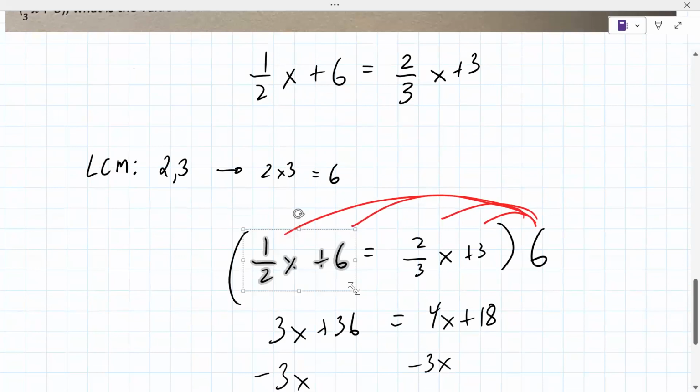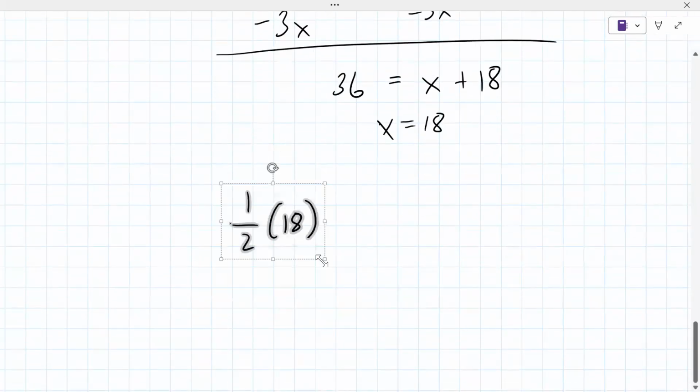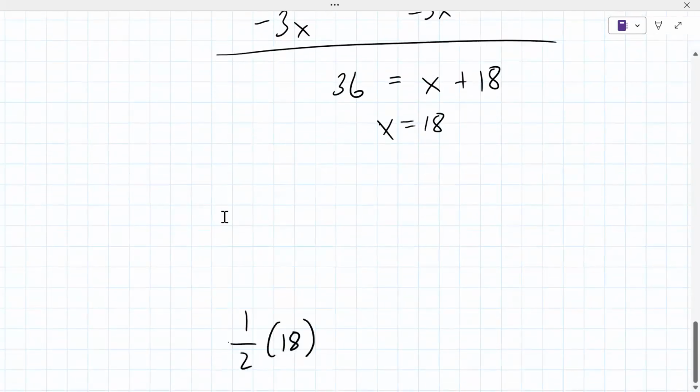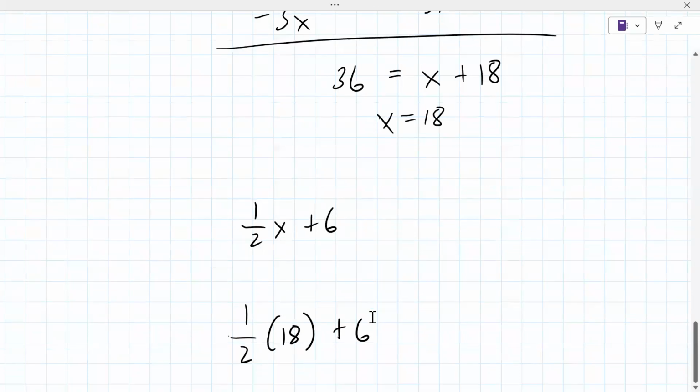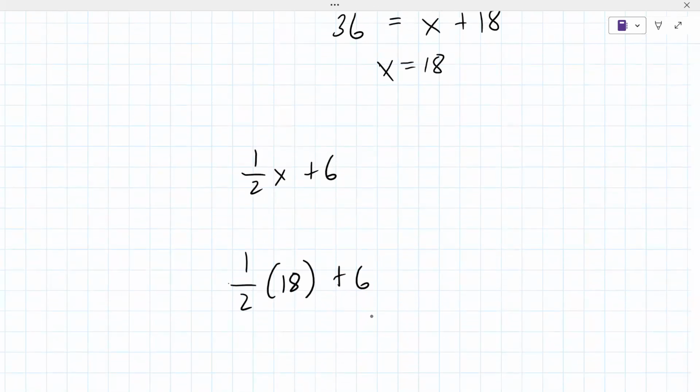You're putting the value in for x, aren't you? Yeah, I am. So there's no longer a variable, there's a number. Oh, so it's just 9 plus 6. Yeah, 9 plus 6. What does that equal? 15.